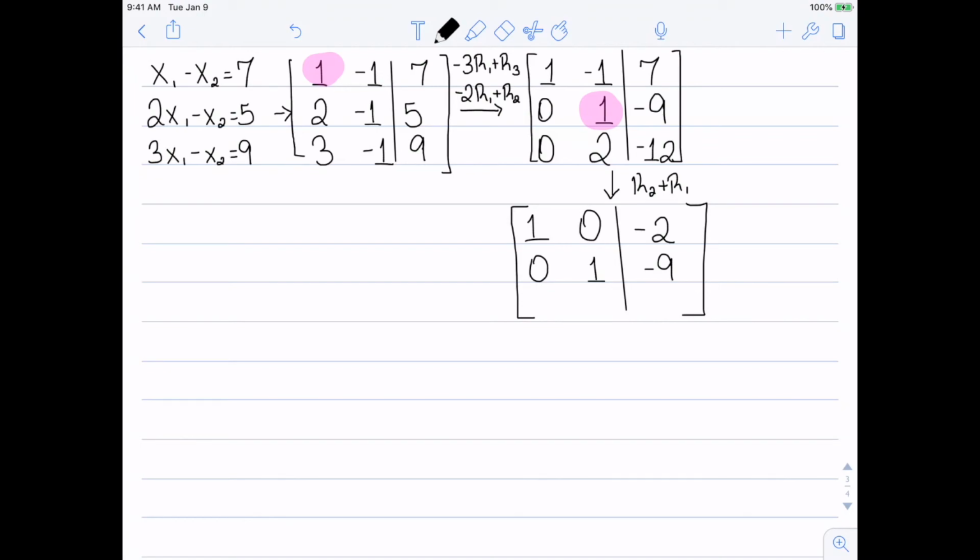The third row currently has a 2, so I need to subtract 2. So we'll do negative 2 row 2 plus row 3. Negative 2 times 0 is 0, plus 0 is 0. Negative 2 times 1 is negative 2, plus 2 is 0. And negative 2 times negative 9 is 18, minus 12 is 6. So my last row says that 0 is equal to 6, which is a big issue. So here we have no solution.